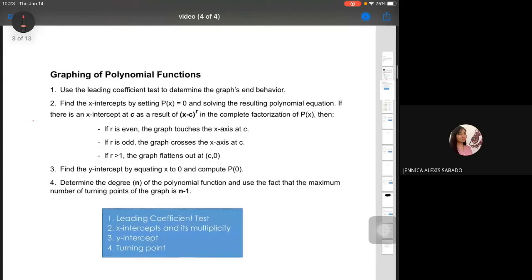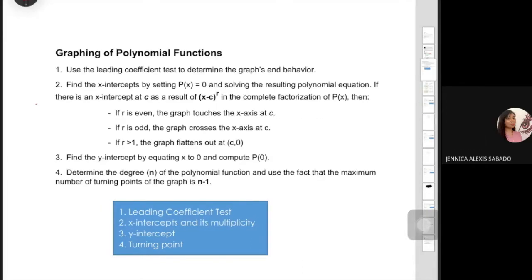Okay, now we can now have the rough sketch of our polynomial functions. Okay. In graphing, there are only 4 steps actually. We have to do 4 steps of solving and 4 steps for the graphing. May mga kailangan kasi muna tayong gawin bago natin ma-graph yung polynomial. So first is what we call your leading coefficient test. Ano yung leading coefficient test na yan?